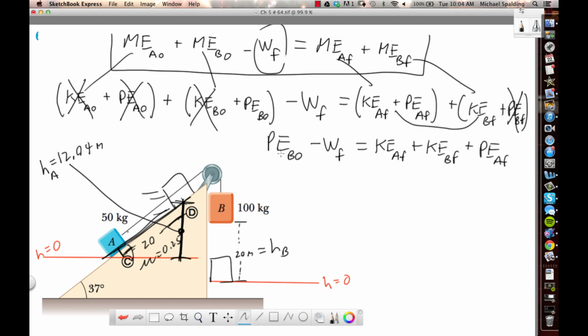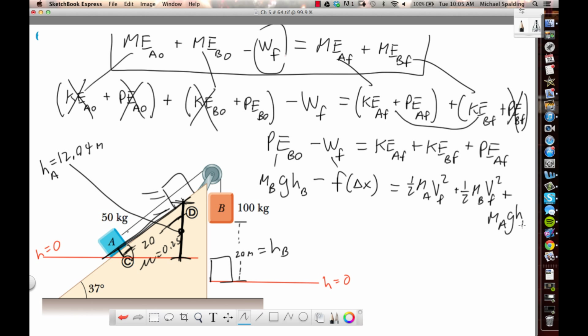So now we plug in the equations. What's the equation for potential? But be careful here. Mass of B, gravity, HB. Minus work of friction. What's the equation for that? Friction times displacement. Work is force times displacement, and they're parallel. Friction is parallel to the displacement. And then this is going to be 1/2 mass of A V final squared plus 1/2 mass of B V final squared plus mass of A gravity HA.